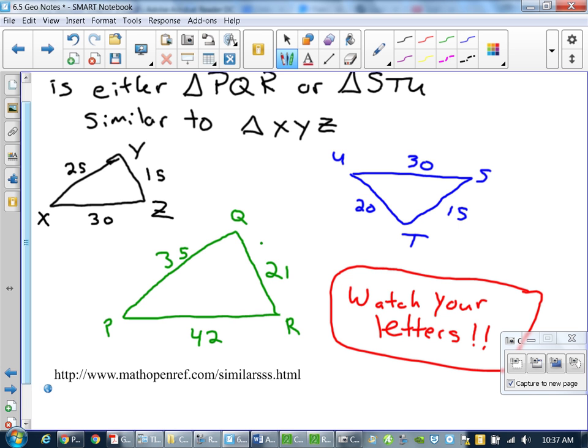So basically what this is asking you to do is to make up your own similarity statement and check it via numbers. They're saying, is triangle PQR or triangle STU similar to XYZ? Is PQR similar to triangle XYZ? It's asking us to do that. So you check it. Again, is PQ, QR, RP, does it match up to XY, YZ, and ZX, in the same order?